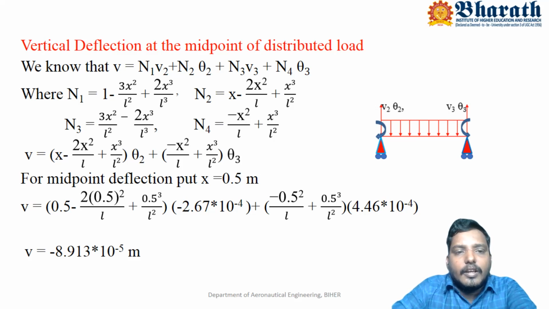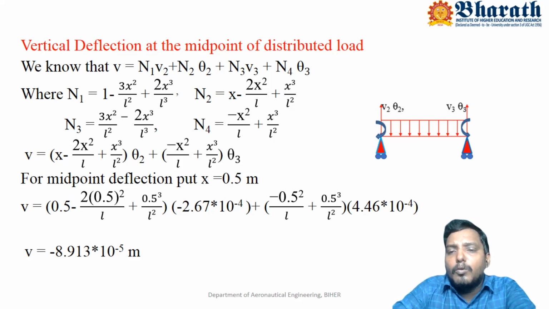Therefore we write in terms of the unknown coordinates of element 2. Element 2 consists only of nodes 2 and 3, therefore the above equation is correct. V is equal to N1 times V2 plus N2 times theta 2 plus N3 times V3 plus N4 times theta 3, because we are talking about only element number 2.